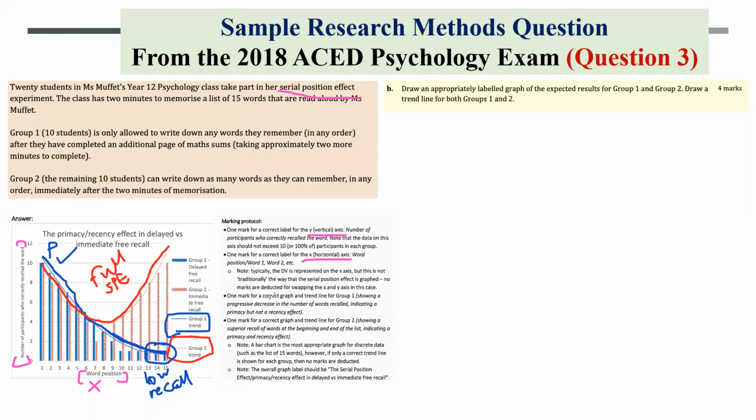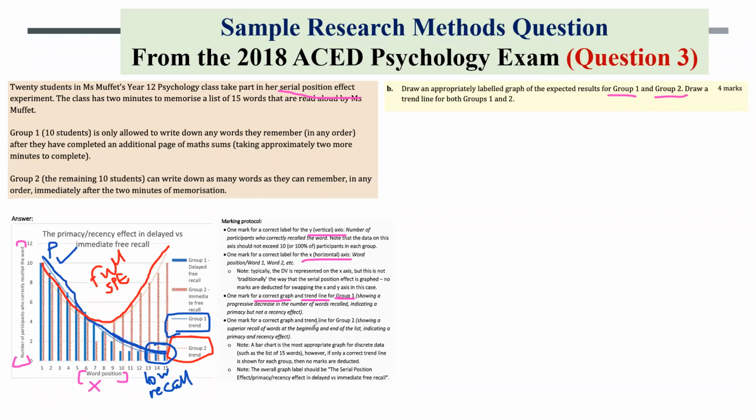The third mark is basically for showing the trend line. Now I'll discuss this a little bit, or just for showing a correct graph. Okay, and then for group 1, so for acknowledging one group, if you only draw a graph that represents one group, like you only draw the U-shaped curve, but you don't draw the curve that tapers off towards the end for the delayed recall group, the blue one, you're not going to get full marks because you need to draw the graph for both group 1, which is our delayed recall group, and group 2. Okay, so that's what they basically mean.